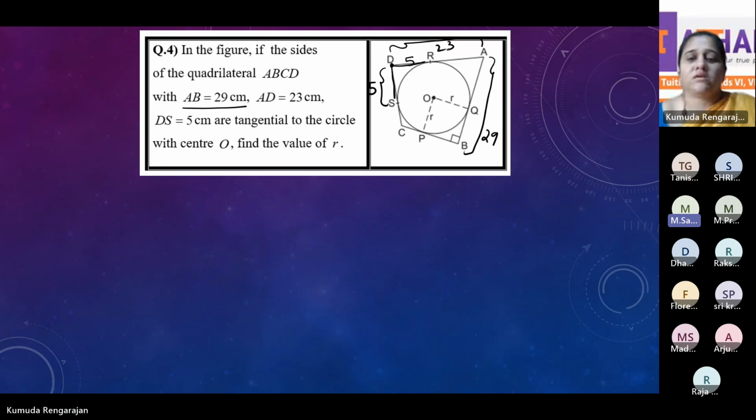18. 23 minus 5 is 18. Now the line segment AR is equal to the line segment AQ. Which is the external point? A is the external point. So AR and AQ are tangents from the same external point A to the circle. So AR is equal to AQ. AR is equal to 18.